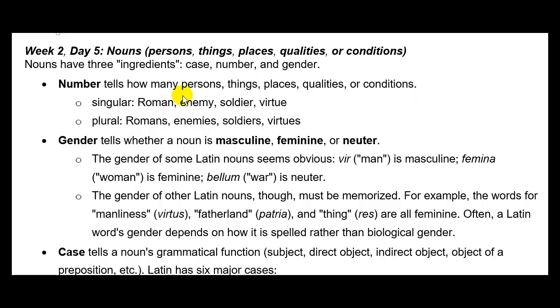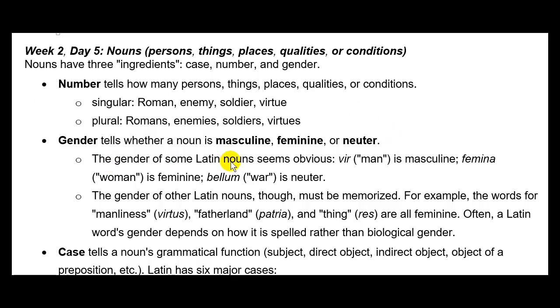Singular: Roman, enemy, soldier, virtue. Plural: Romans, enemies, soldiers, virtues. That's number. Gender tells us whether a noun is masculine, feminine, or neuter. We don't think too much about this in English, but in Latin we have to think about it a lot.